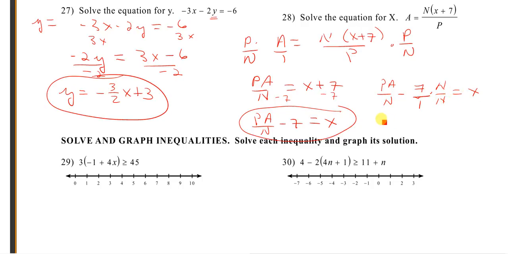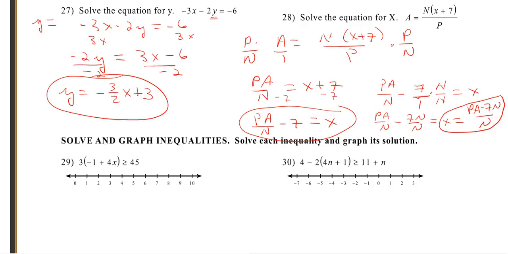And that would give me pa over n minus 7n over n is equal to x, which then can be combined so that it's pa minus 7n over n. And that would be the other way I could express that, by just making the 7 combined with the pa over n as the numerator by giving it a common denominator.